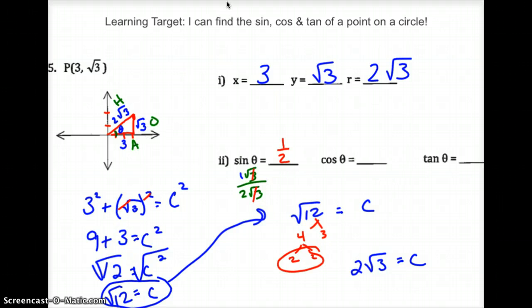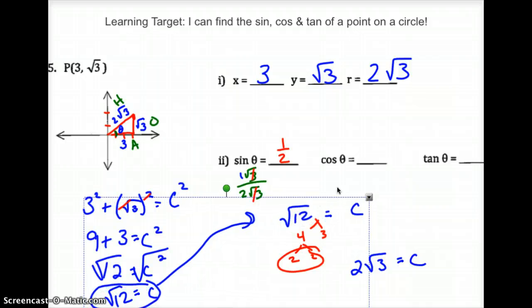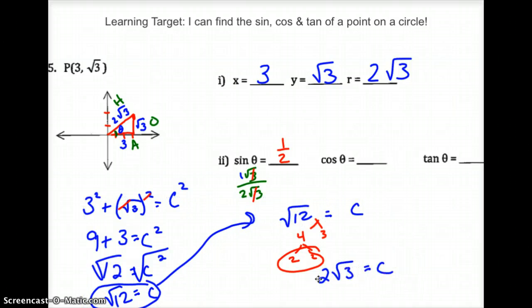Cosine, A over H, let me give myself a little bit more room. Oops, didn't mean to do that. Well, I guess I'm kind of stuck. All right, that's okay. Let's see. Cosine, A over H. So 3 divided by 2 radical 3. Uh-oh, this isn't good. With a radical at the bottom, daggone it.